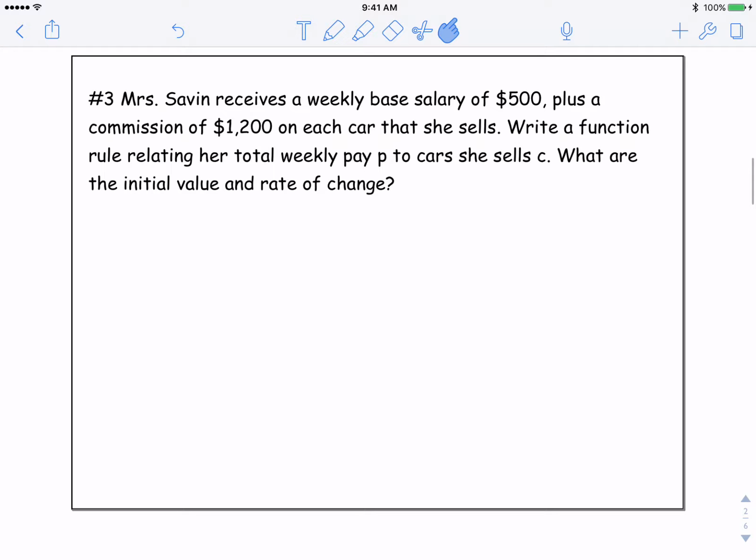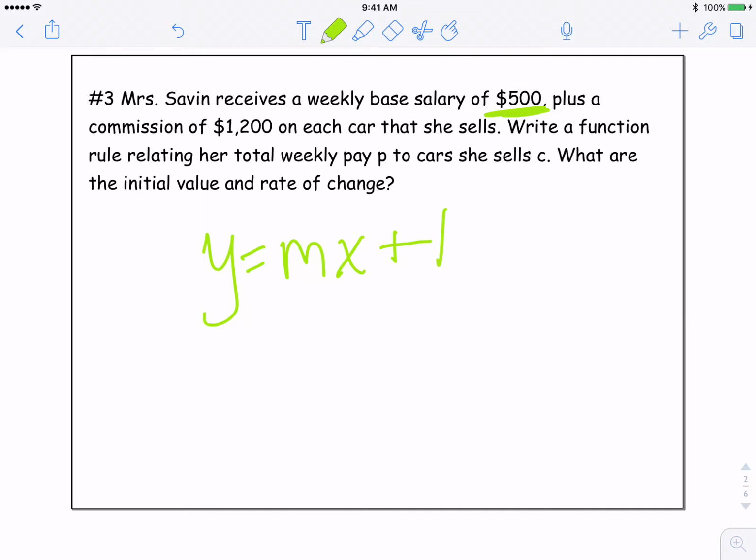Next, taking a story problem and writing a function rule for it. It says Mrs. Savin receives a weekly base salary of $500. This means she's getting this just once. So in our equation of y equals mx plus b, our starting point, something that's happening once, is the b value. So we have plus 500 here at the end.